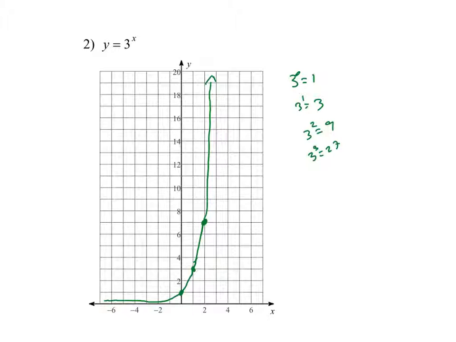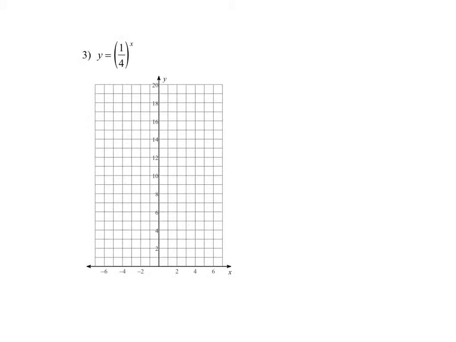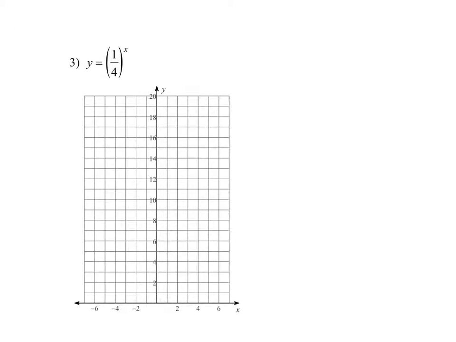Let me put this other arrow here. Now, on this one, because my value is less than 1, we know that it's decay. So we know that in this case, it's going to go the other way around, right? So in this case, let's see it.